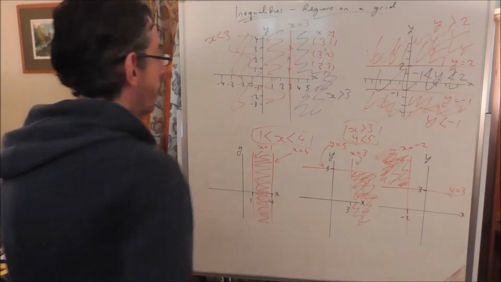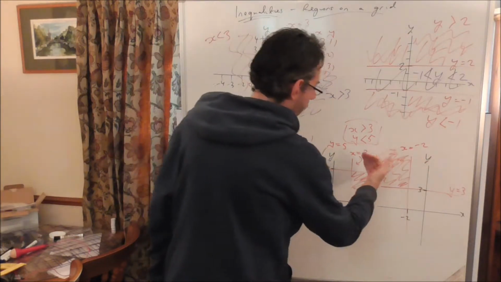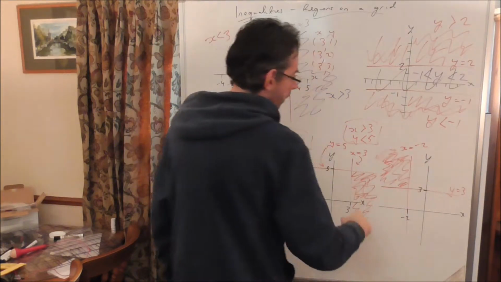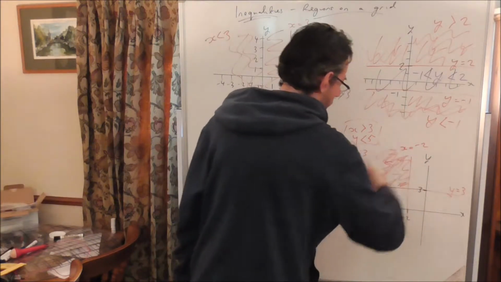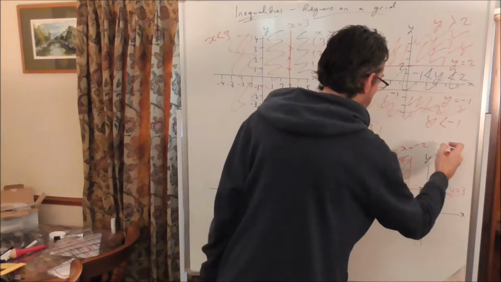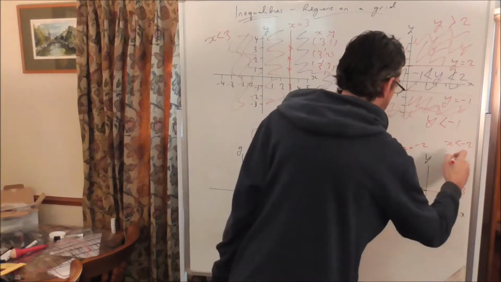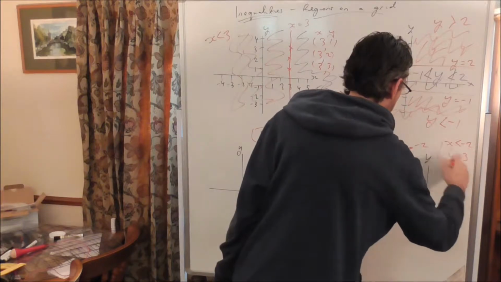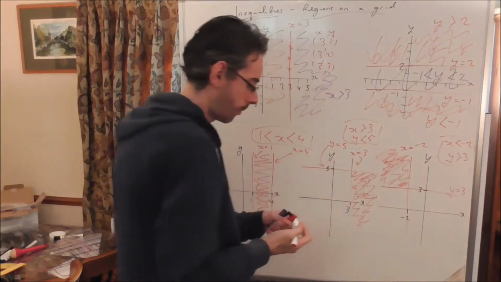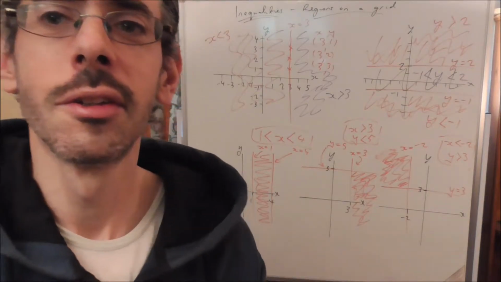Right, so the points in our region have an x-coordinate less than -2, because they're to the left of this line. And they've got a y-coordinate greater than 3, because they're above this line. So the inequalities are x is less than -2 and y is greater than 3. Sorry, those are the two inequalities that describe the region.